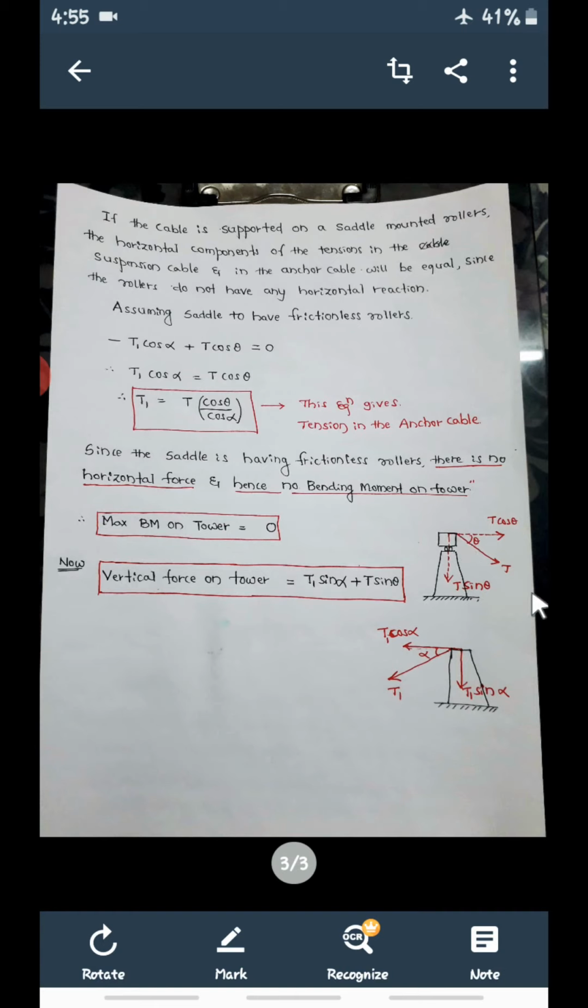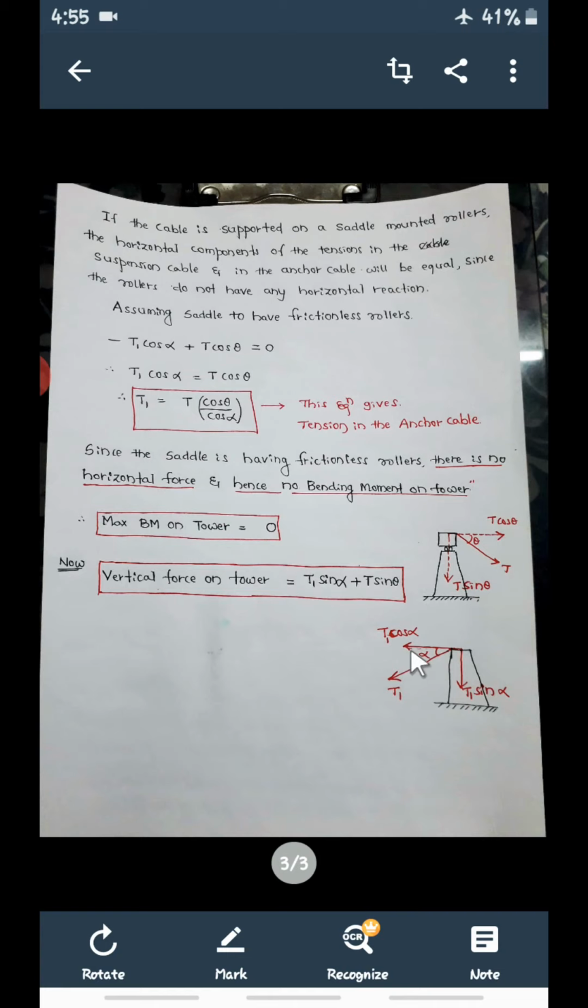This is for the suspension cable, and this is for the anchor cable. Now, what is the horizontal component? Here it is T cos alpha, and here it is T cos theta. I can take this as minus T cos alpha plus T cos theta, if you resolve horizontally, that is, summation Fx.